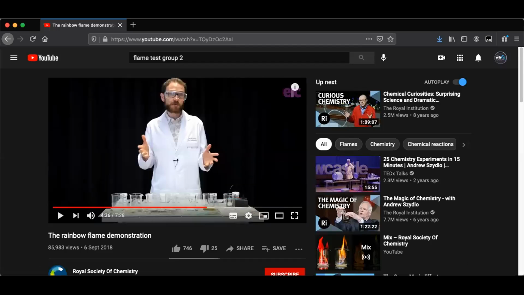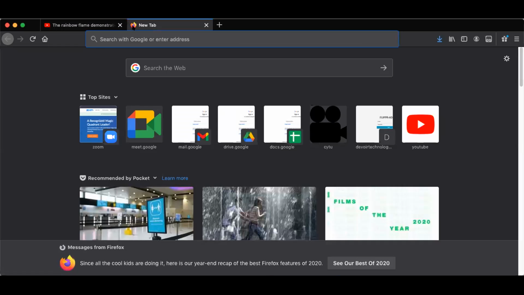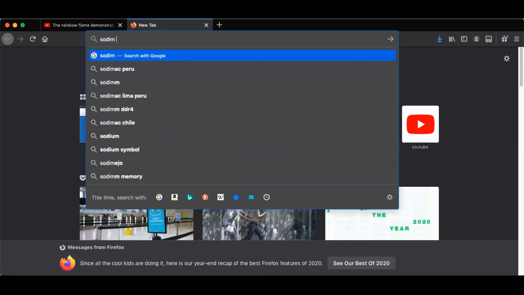So yeah, those are the characteristic colors of the flames. I'll show you what sodium lamps also look like.